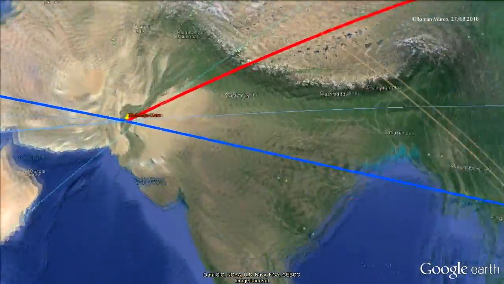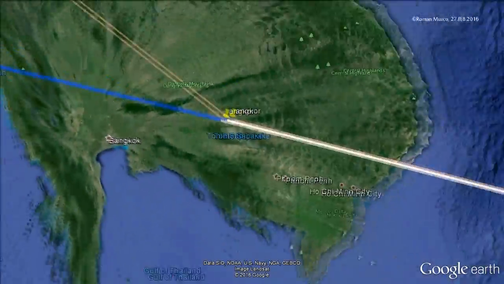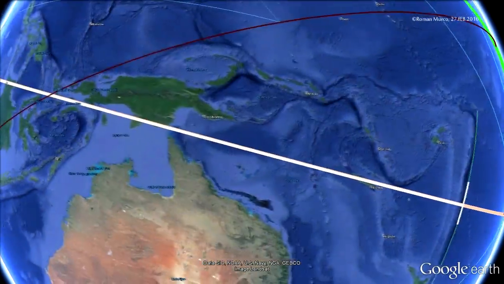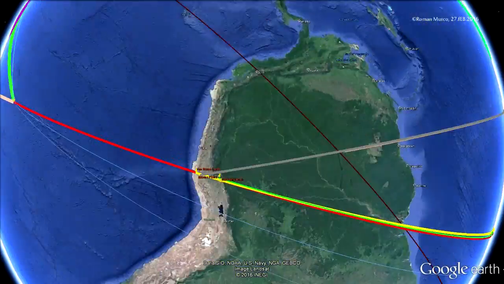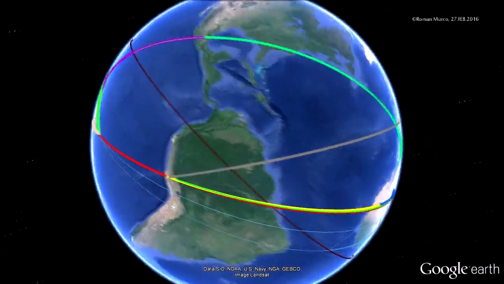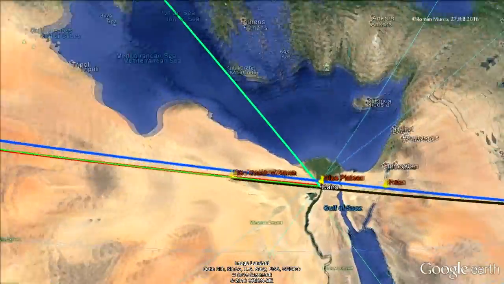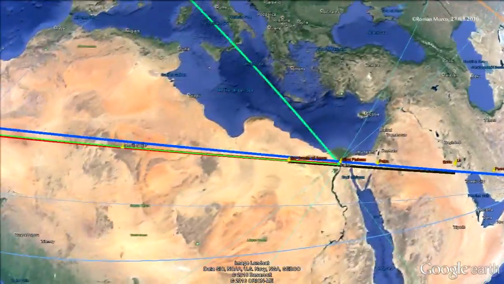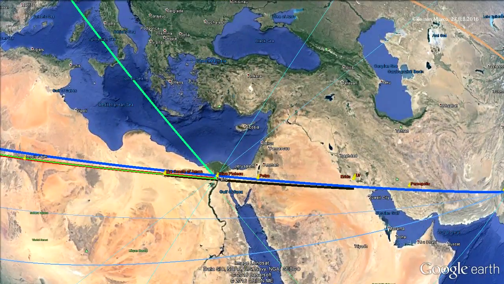Here we go to Angkor Wat. Here we are crossing Easter Island to Nazca, Machu Picchu, Ollantaytambo, and we are going back to Giza. So this path is probably known to you. Also, this one is pretty famous if you want to travel to Angkor Wat.